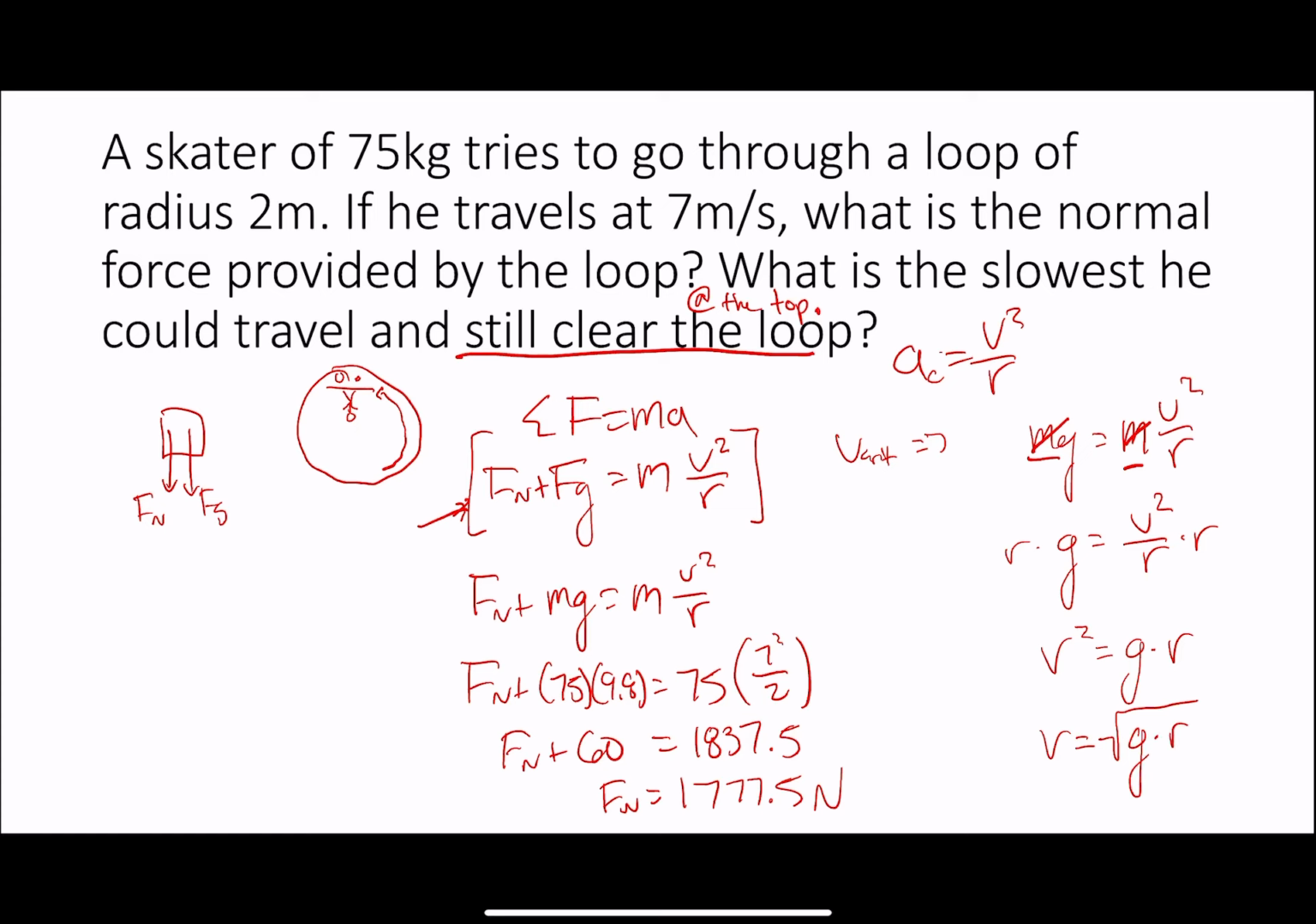And this is a joke we make. Our critical velocity is very much often just the square root of gr at the top of a loop. And so I'm just going to do 9.8 times my radius, which is 2 meters. And then I'm going to take the square root of that number, 19.6, and get an answer of 4.43 meters per second. And that's my critical velocity.